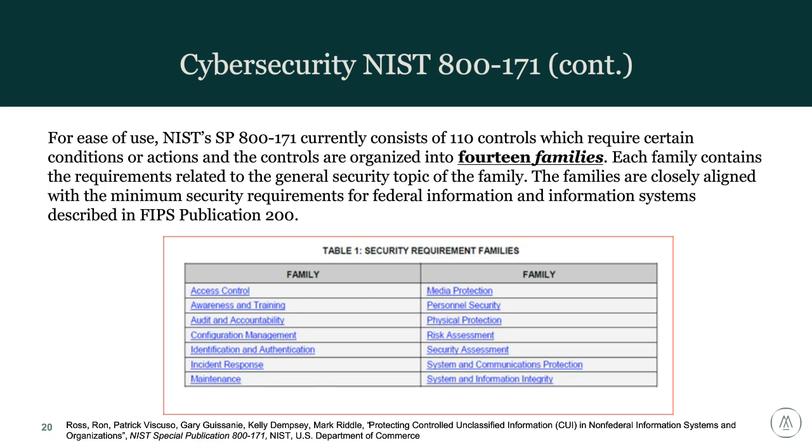Some of them Mark talked about earlier at a very high level, but these 14 families, these 110 controls give you a very thorough explanation of why they're needed. So I'll talk about that. One of the things about this 800-171 and the NAS 9933, which I will talk about in a few slides, the beauty and ugliness of it is you don't have to comply with all of them, okay?